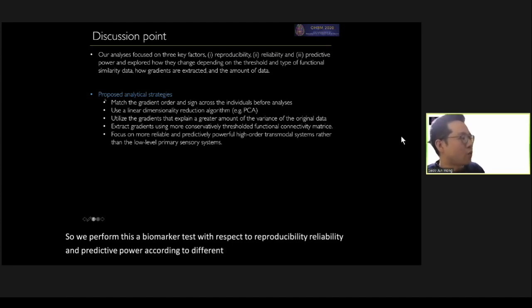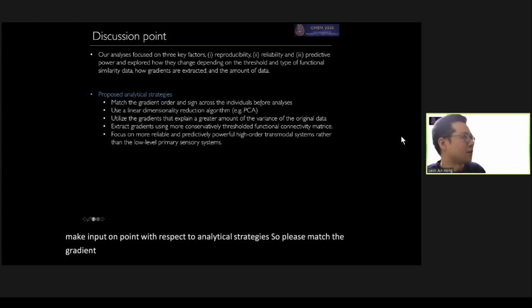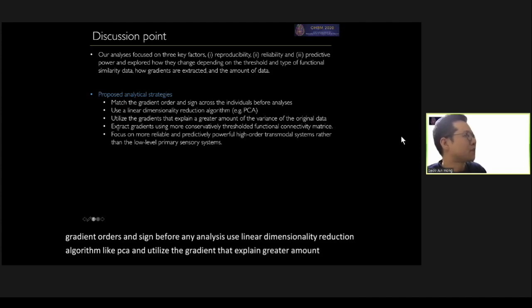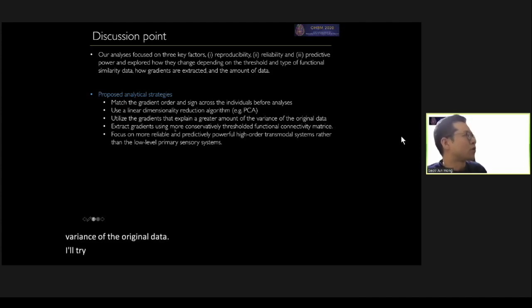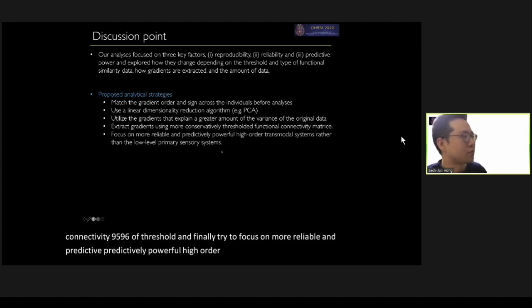And here, finally, I want to make an important point with respect to analytical strategies. So please match the gradient orders and sign before any analysis. Use a linear dimensionality reduction algorithm like PCA, and utilize the gradient that explains a greater amount of variance of the original data. Try to extract gradients using more conservatively thresholded functional connectivity, like 95, 96% threshold. And finally, try to focus on the more reliable and predictively powerful high-order transmodal system rather than the low-level primary sensory system.